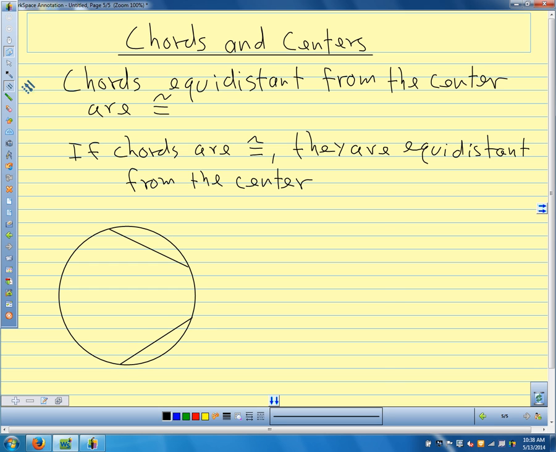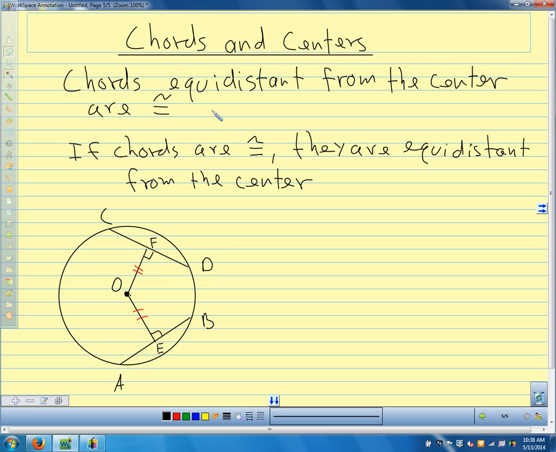So here are my two chords. Here's my center of my circle. We find the distance from a point to a segment or a line by drawing the perpendicular segment. So those are 90-degree angles. So we know that these segments are congruent. They're equidistant. So let's call this point C, D, A, and B. And I'll call this point E, point F, and point O.